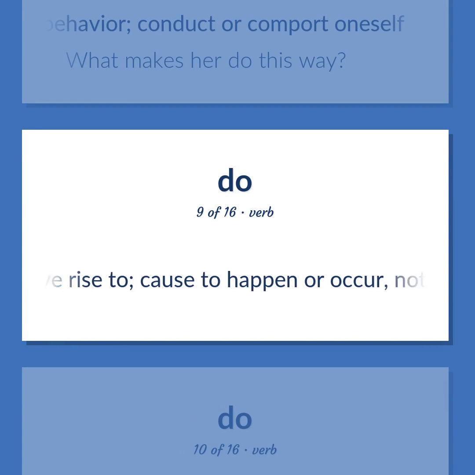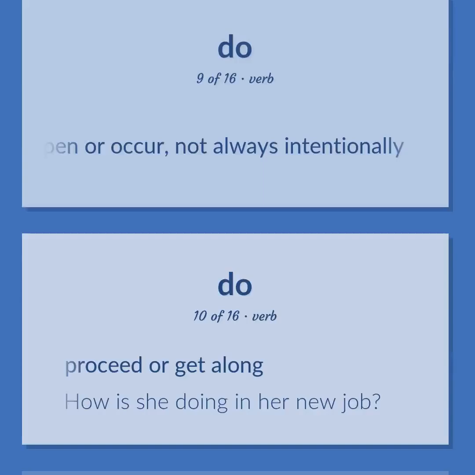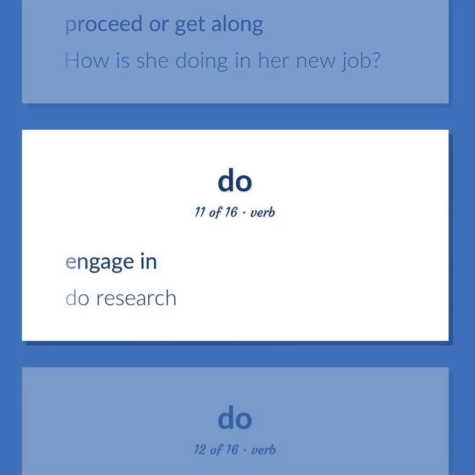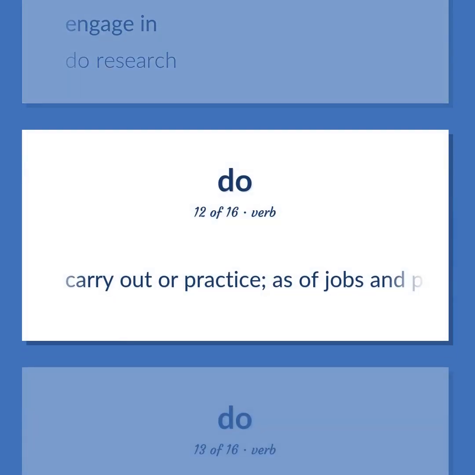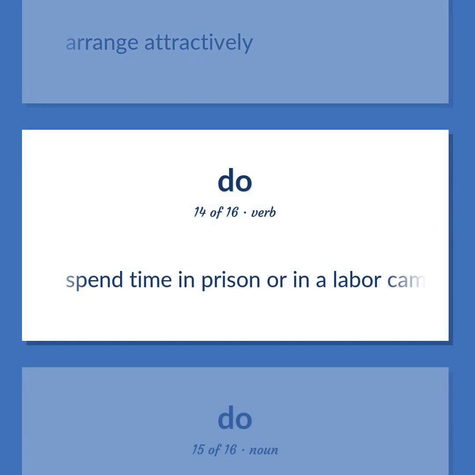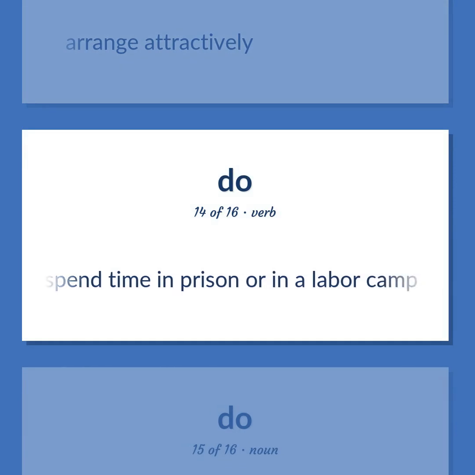Give rise to. Cause to happen or occur, not always intentionally. Proceed or get along. How is she doing in her new job? Engage in. Do research. Carry out or practice, as of jobs and professions. Arrange attractively. Spend time in prison or in a labor camp.